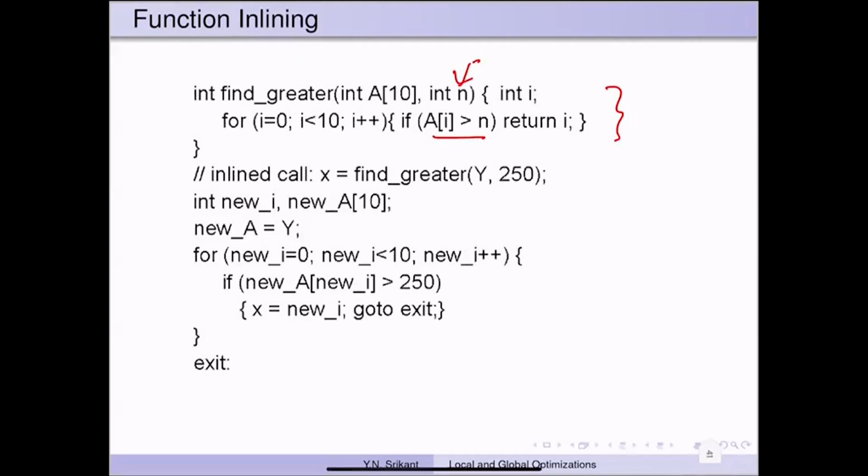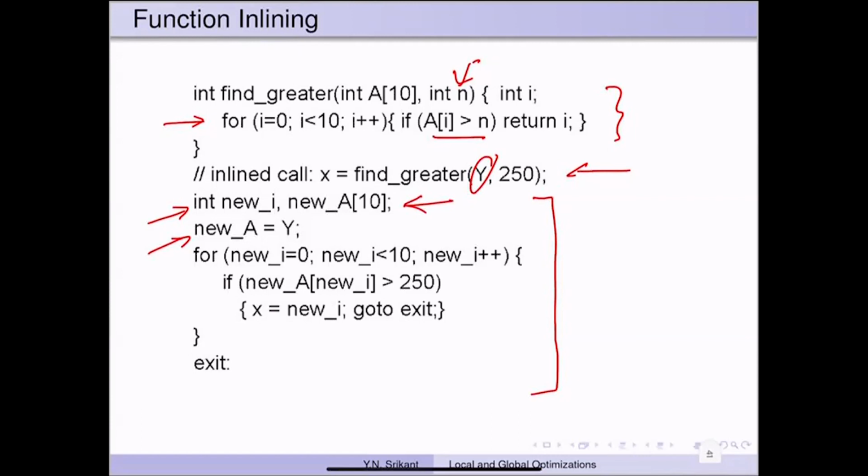Such a function which has a very simple body like this can actually replace the function call itself. So when we replace the function call, this is the code that gets inserted in the place of that assignment. So it just takes the body, rewrites it with different variables. For example, we had i and n and a. So we have new i and new a, right? And then we have assigned new a equal to y, which is nothing but the parameter here, the array.